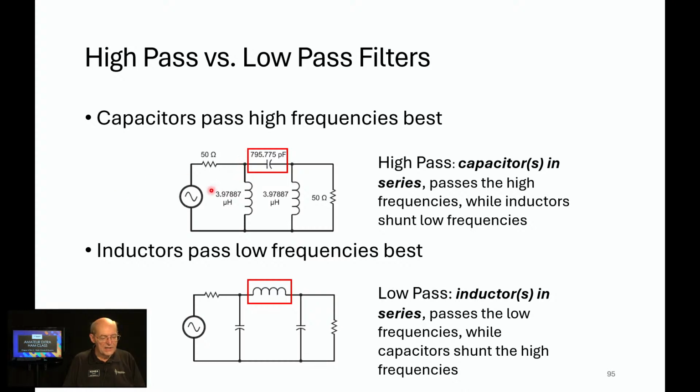So capacitors pass, in this case, we've got a filter with it. This is a series element here. We've got your transmitter, your antenna. In series with that is a capacitor. So capacitors pass high frequencies best. High pass filters have a capacitor in series. Just the opposite, if you have an inductor in series with the load, it's going to be a low pass filter.